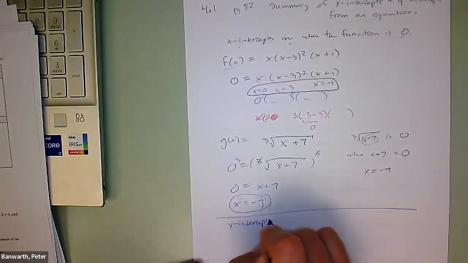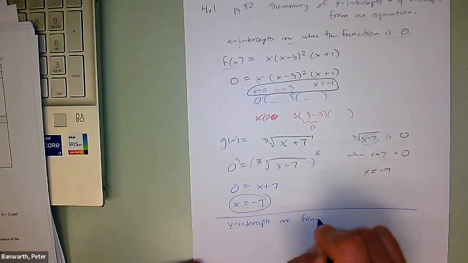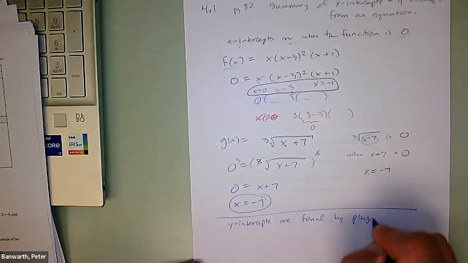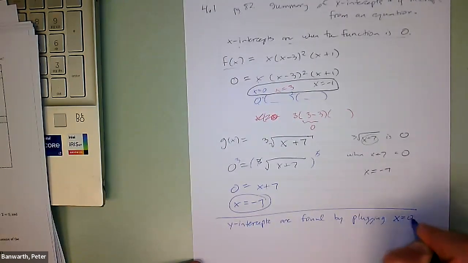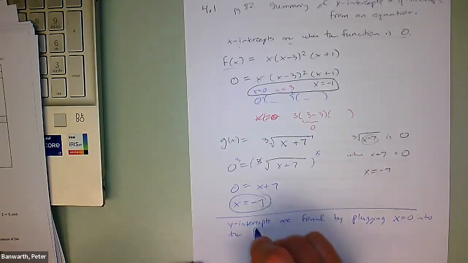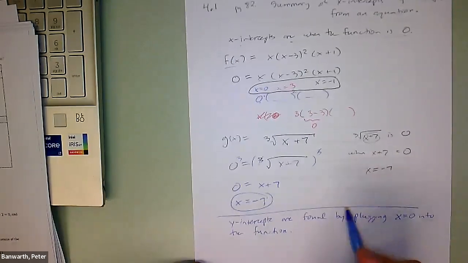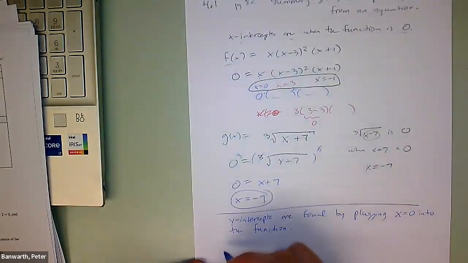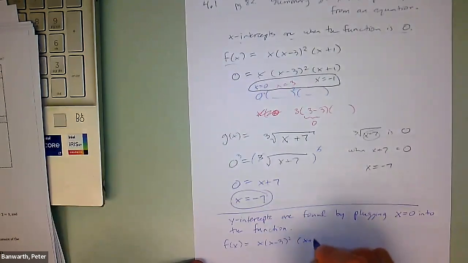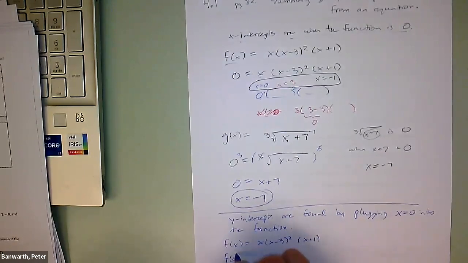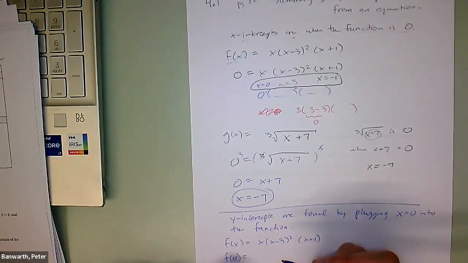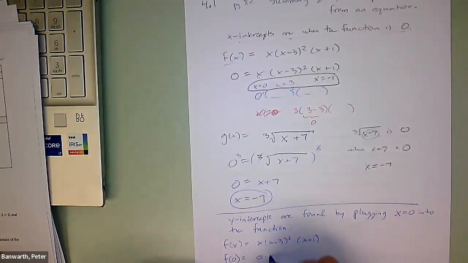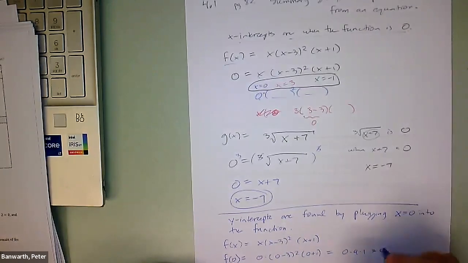Y-intercepts are found by plugging x equals 0 into the function. So let's look at each of these functions. If I have f of x equals x times (x minus 3) squared times (x plus 1), I'm going to do f of 0. That doesn't mean the output is 0, it means the input is 0. So that's 0 times (0 minus 3) squared times (0 plus 1), which is 0 times 9 times 1, which is 0.